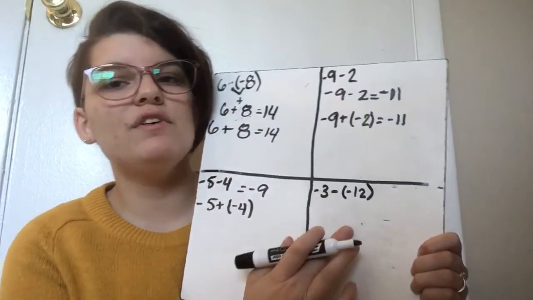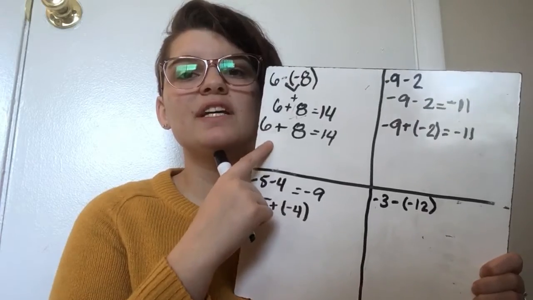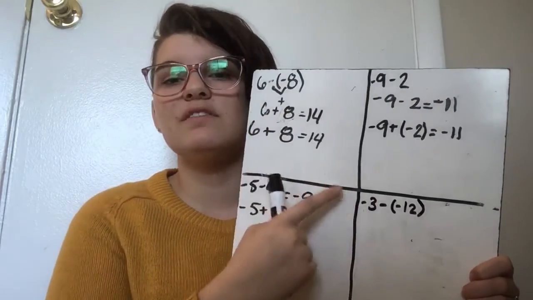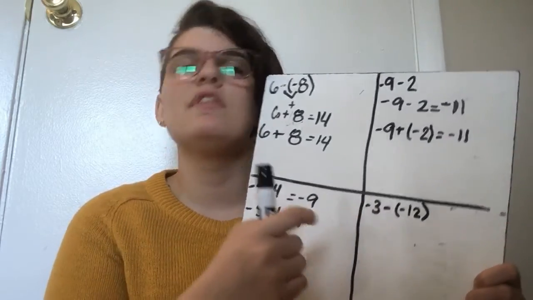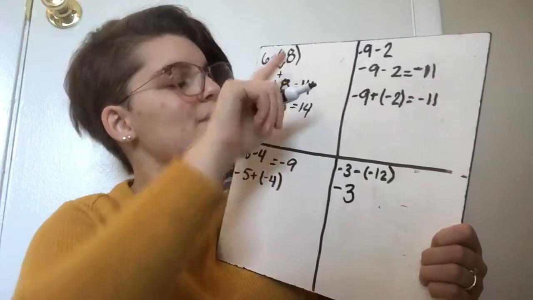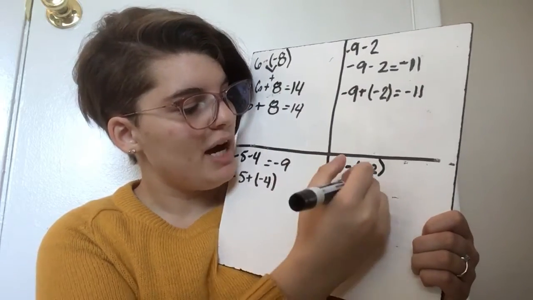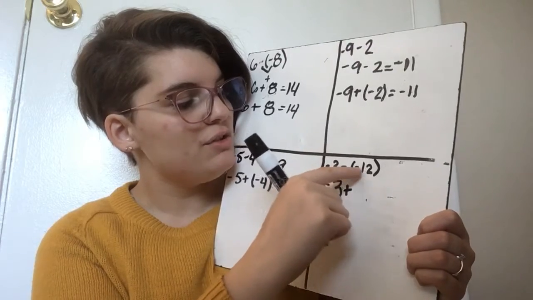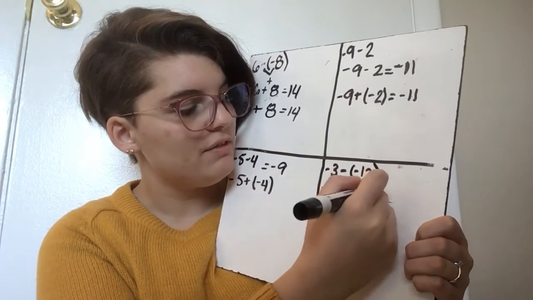All right, and then we're going to move over to this one. It's the same sort of thing as this one, except your number starts out negative. This one started out positive. This is going to start out negative. So we have negative 3. Remember I said up here, 2 negatives make a positive. So I have minus and negative. The 2 signs next to each other make it positive.